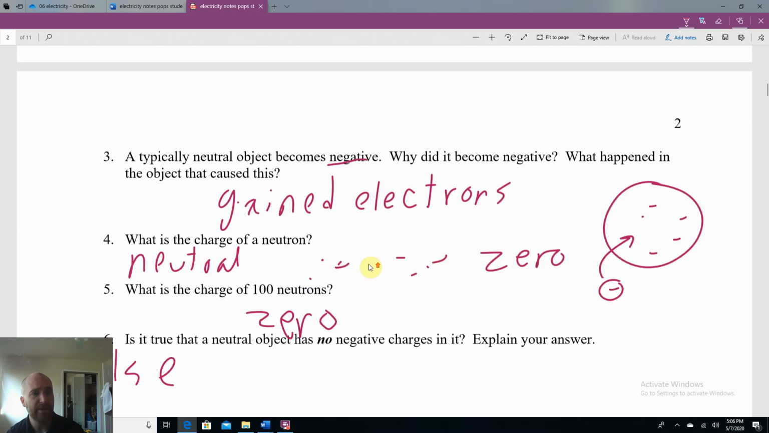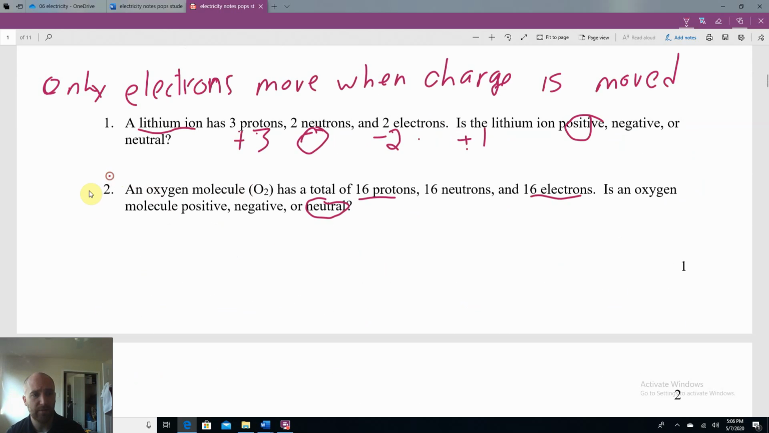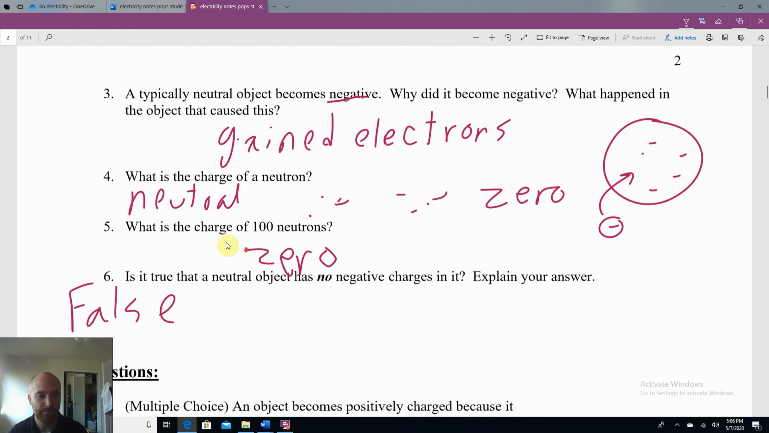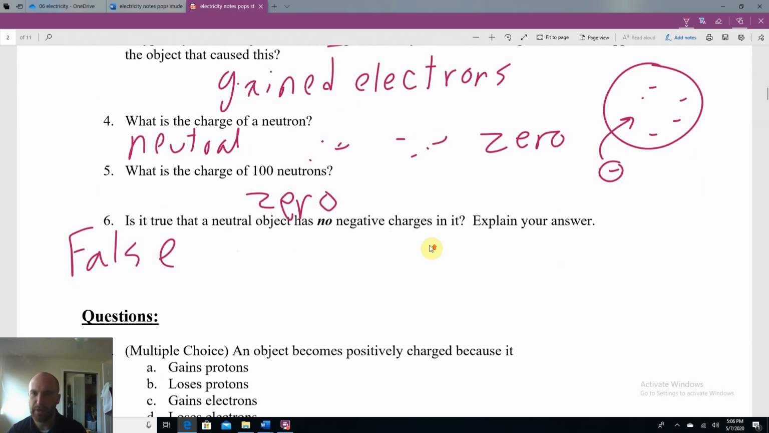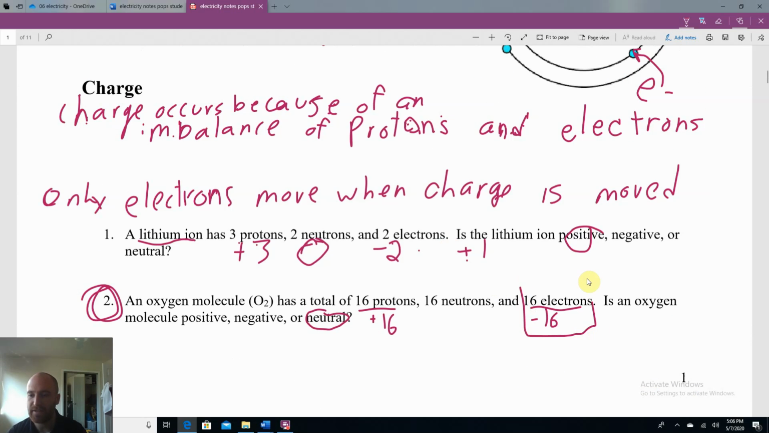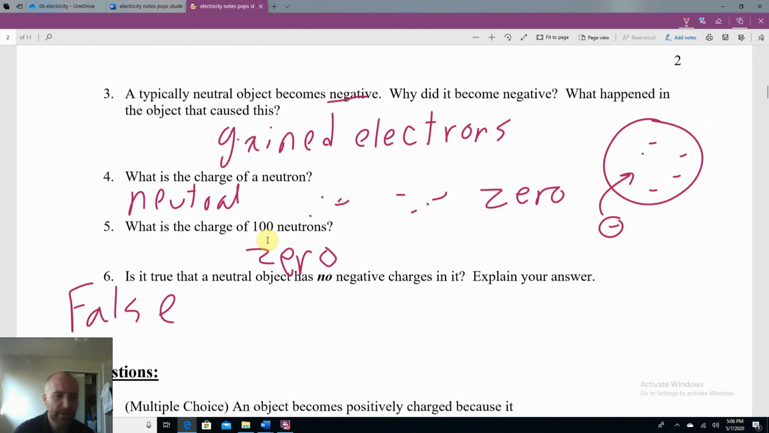A nice example of it is up here, number 2. See how in this one we had 16 protons, which is plus 16, and we had 16 electrons, minus 16. They canceled out to make a neutral object. But it did have negative things in it, right? It had these 16 electrons. So I would say the best way to say this is false.